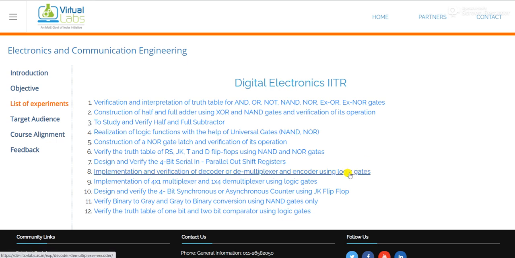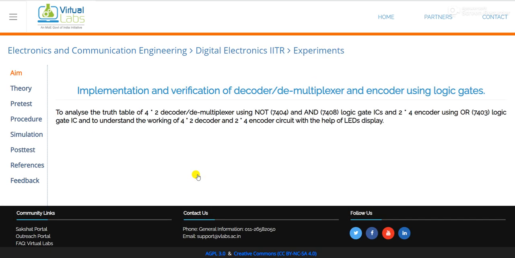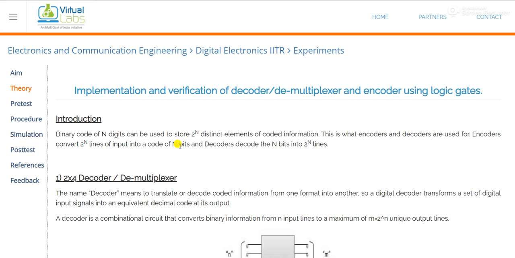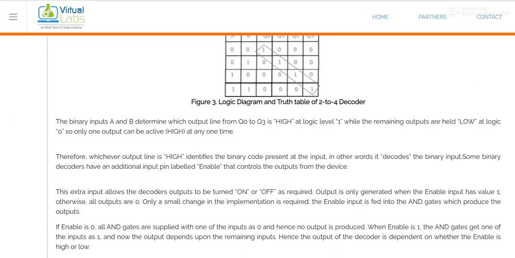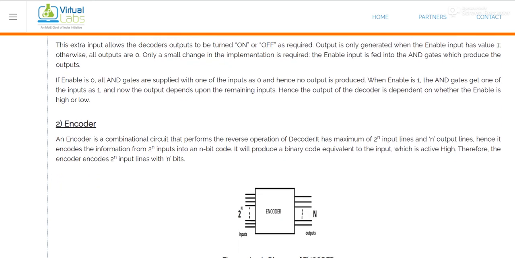So in the last tutorial we covered the 1 to 4 demultiplexer. Okay, so just click on implementation and verification of decoder. In this, first we will cover the truth table, the functioning, the operation of decoder, and then we will move towards encoder. Okay, so for the theory portion, just click on theory. So this is all about the decoder and encoder.